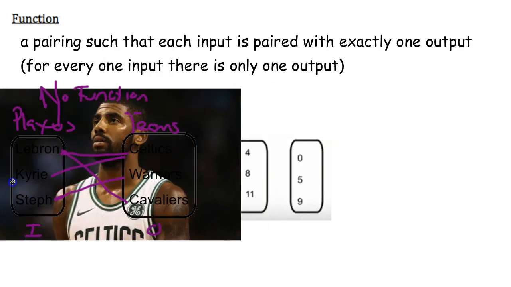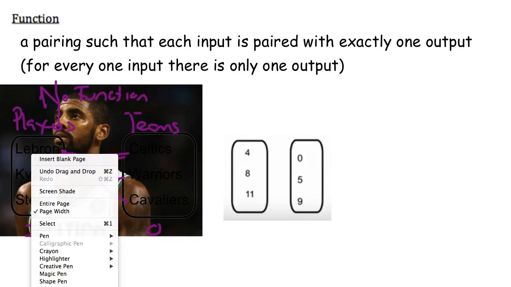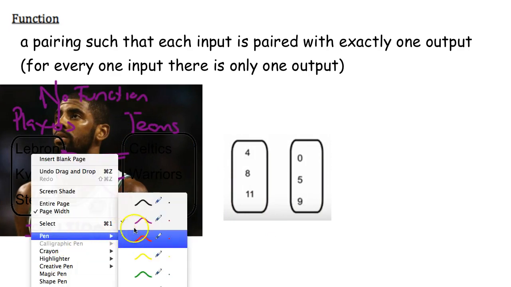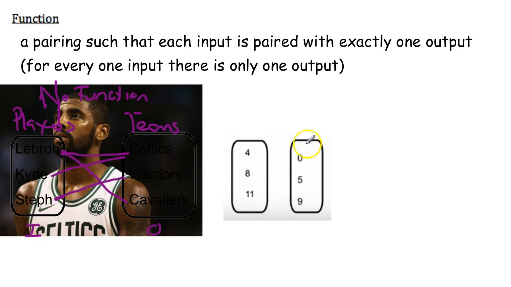Let's move over, Kyrie. All right, so we've got 4, 8, 11, 0, 5, 9.